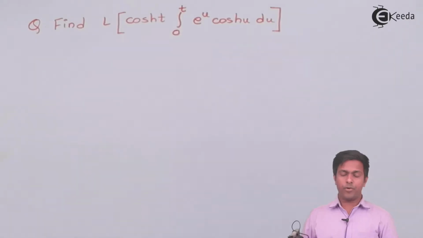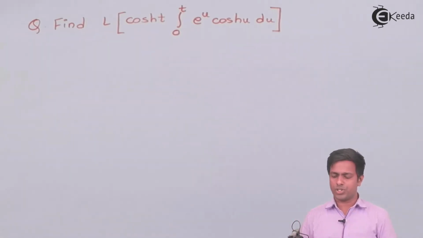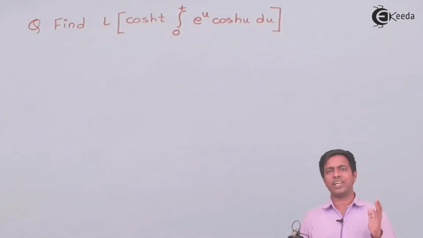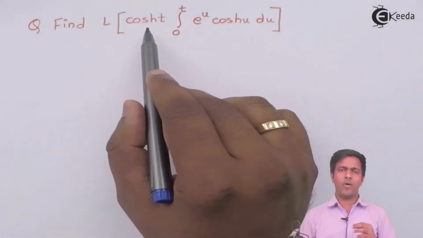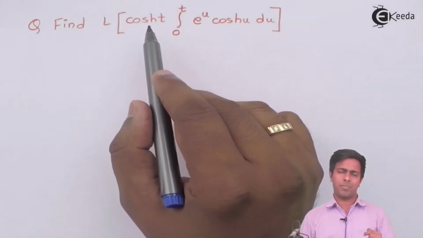So here we have to find out Laplace of hyperbolic cos t integration 0 to t e to the power u hyperbolic cos u du. Now guys, here the integration is from 0 to t. It clearly shows that we have to use Laplace transform of integral property. But with this integral, we also have one more term extra, that is hyperbolic cos t.